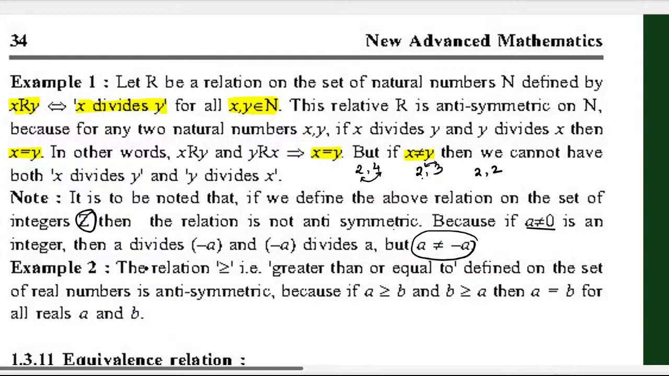because see, a can be divided by minus a. They are two different numbers. Again, see, minus a and a, okay, it can be divided, right? But a and minus a are not equal, so that is why it is not anti-symmetric.